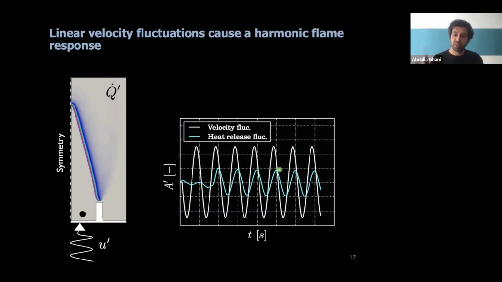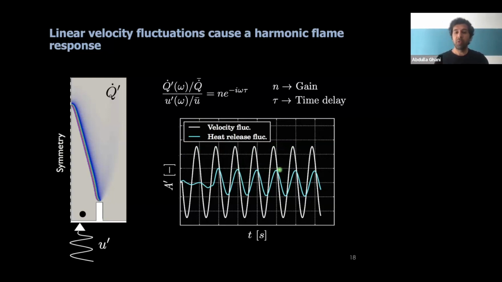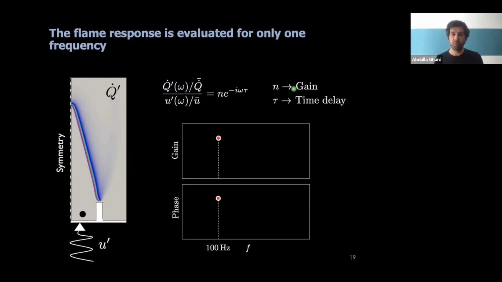So you have 2 different parameters with which we could evaluate the response of the flame. Let's say this was a 100 hertz signal, and then we evaluate the flame response of the system at 100 hertz by a gain, which is the difference in amplitude, and the time delay, which is the phase between these 2 signals. And this you can plot into a Bode diagram. And this is what you have, right?